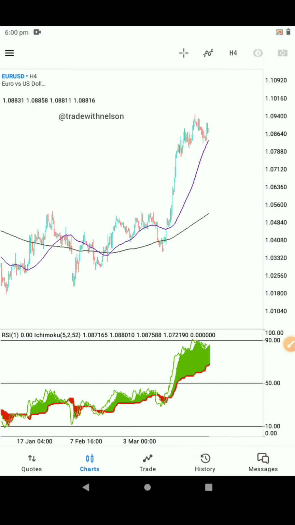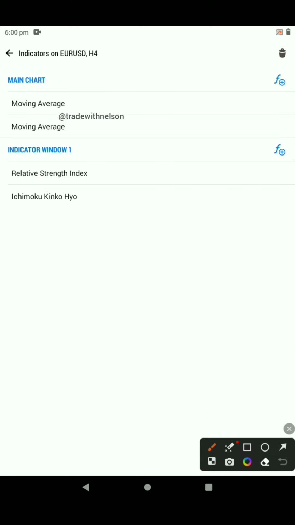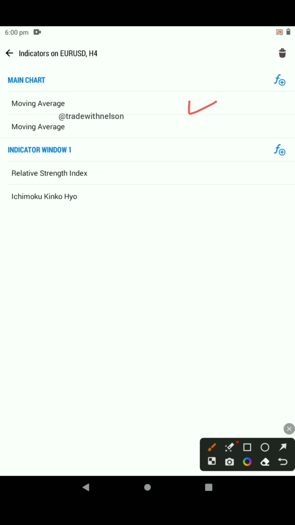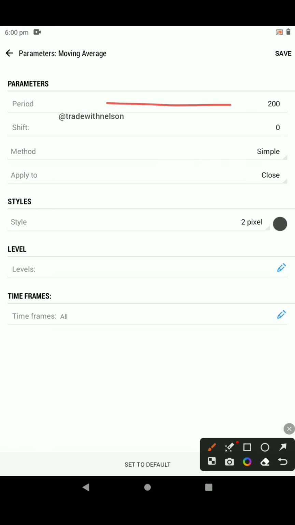So now let me show you the settings to my indicators. First thing you do is to click on this indicator icon over here. Like I said, I have just 3 indicators. I have the moving averages, relative strength index, and Ichimoku. To select the first moving average, click on the F icon on the main chart. This is moving average. Make your period to be 200.